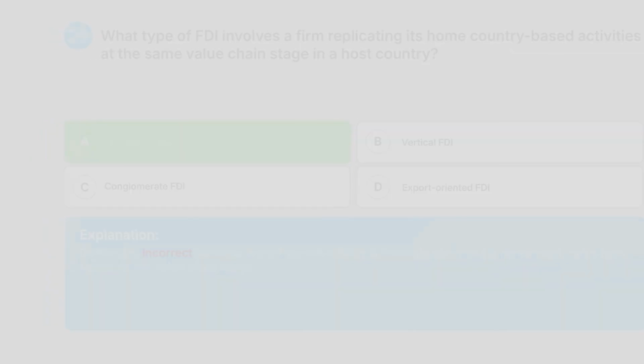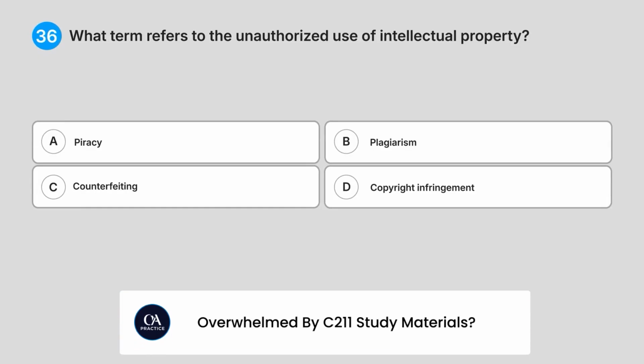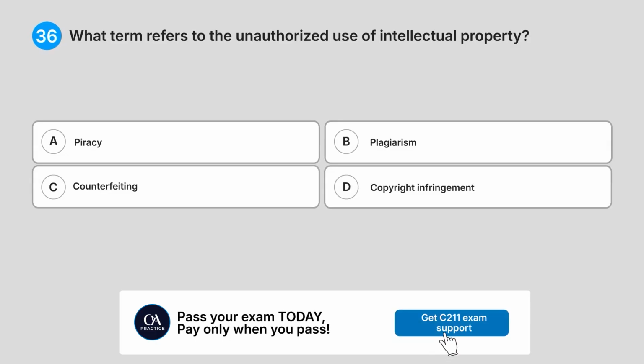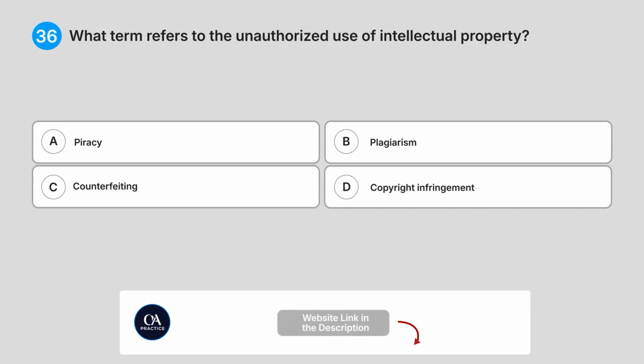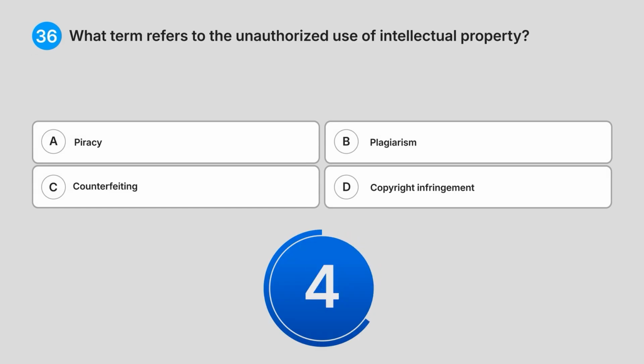36. What term refers to the unauthorized use of intellectual property? A. Piracy. B. Plagiarism. C. Counterfeiting. D. Copyright infringement. Do you know the answer?